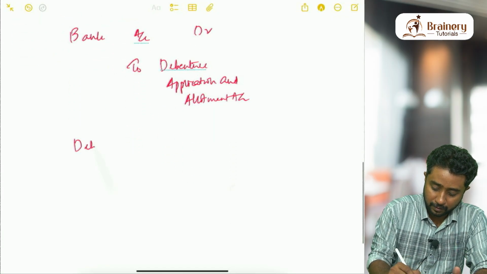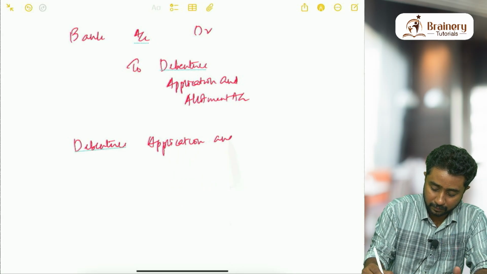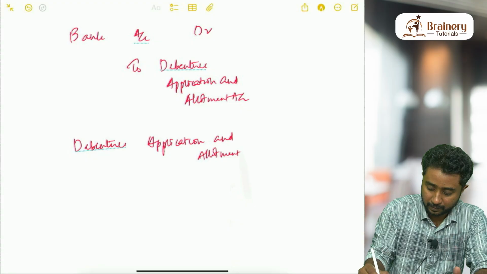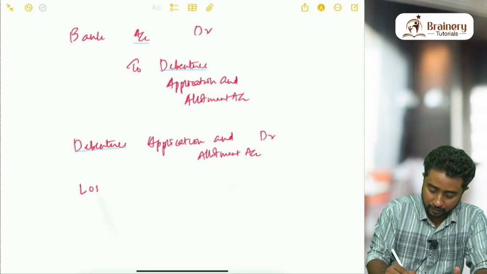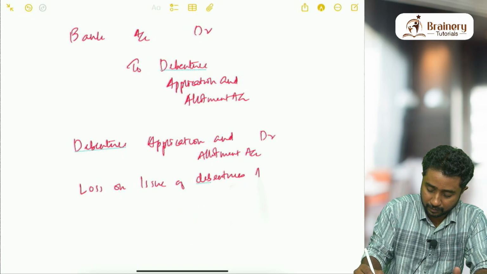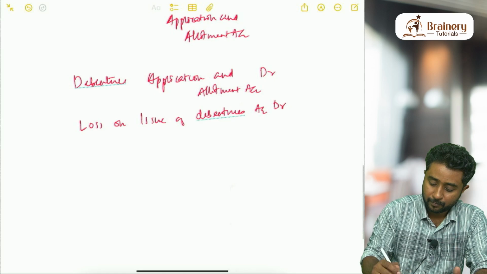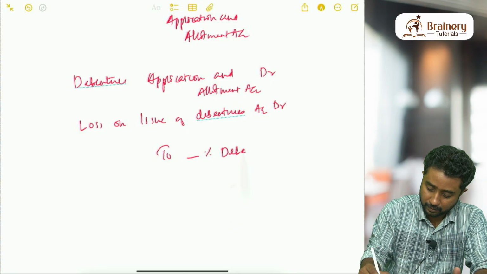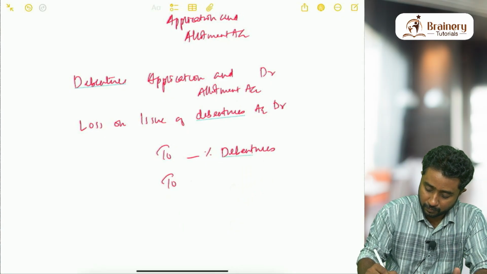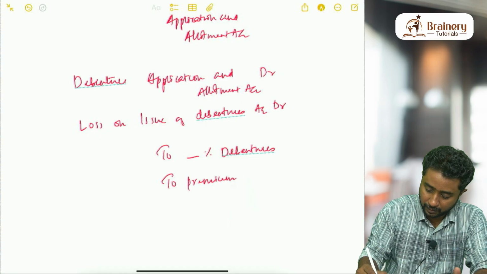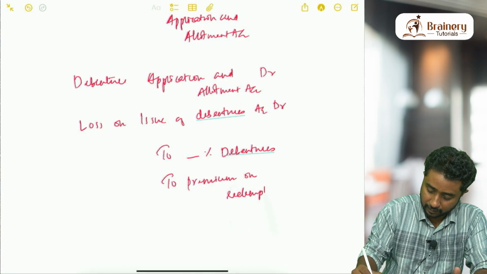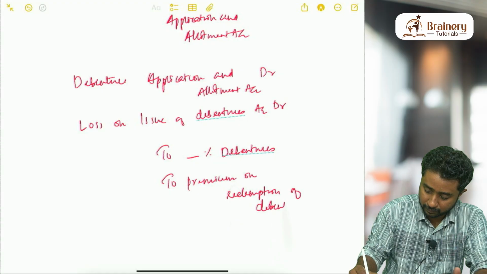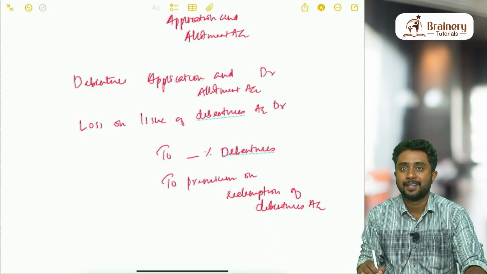After that the entry will be: debenture application and allotment account debtor, loss on issue of debentures account debtor, to 11% debentures, to premium on redemption of debentures account.